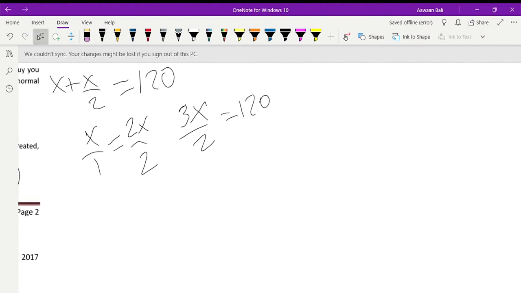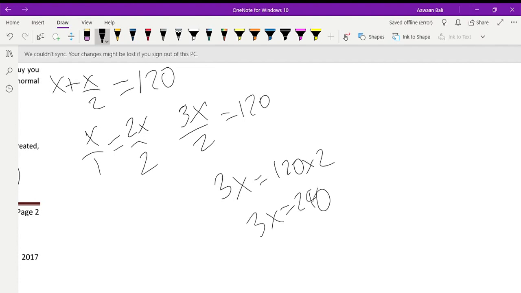Now what you can do is take the divided by 2 to the other side, so it becomes multiplication. So 3x is equal to 120 times 2. 3x is equal to 240, and 240 divided by 3 gives x equals 80.